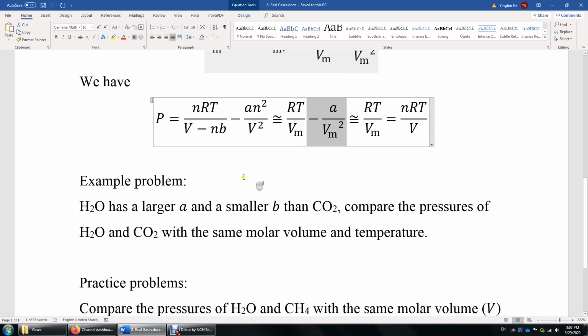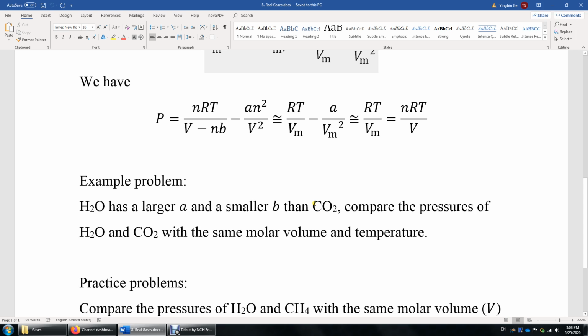Now let's work on one example problem. Water has a larger attraction term and a smaller B term than CO2. Why? Water is simply a smaller molecule in size than CO2. Therefore, water has a smaller B. How about A, attraction? Well, water is a polar molecule. The attraction between two polar molecules is greater than that between two nonpolar molecules like CO2.